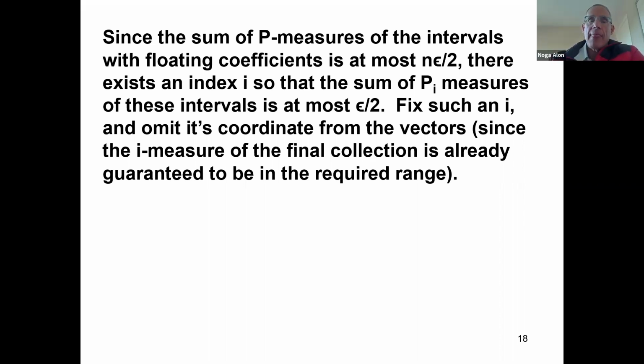And when we look at this I, we don't have to worry about it anymore, because no matter how we round now these floating coefficients, the ith measure will be okay. It will be within epsilon over 2 of what it should be, because we are only changing numbers that are between 0 and 1 to either 0 or 1, right? So this guy, the measure I, will be okay no matter what. So we can forget about it.